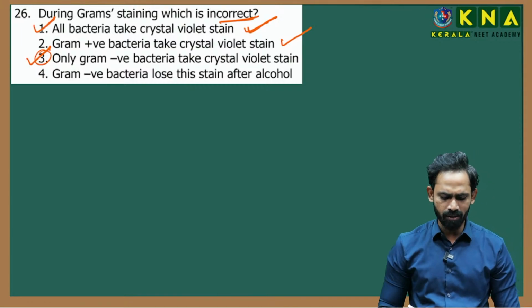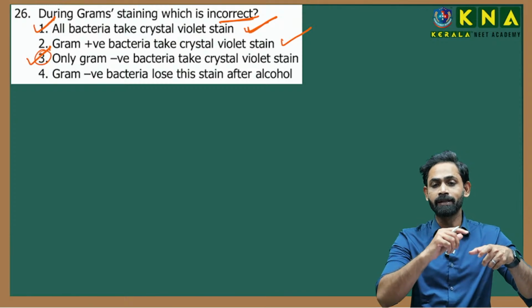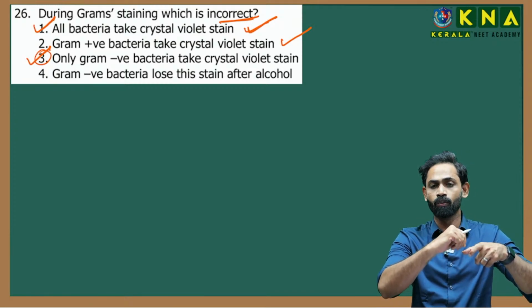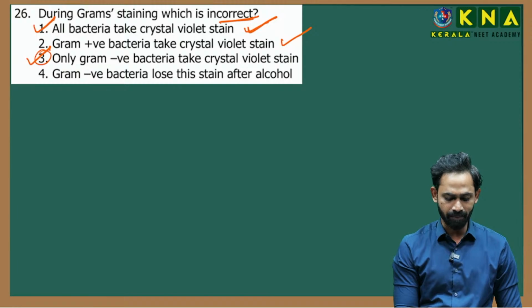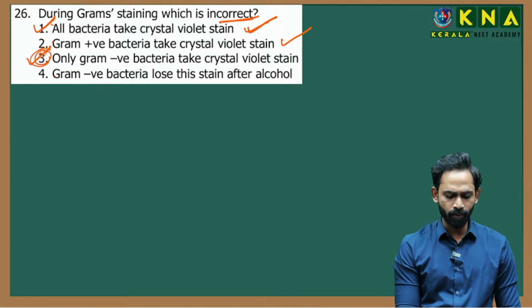Gram negative bacteria lose their stain during the alcohol treatment, when we wash with alcohol. That is why this is also correct. So 1, 2, 4 are correct, and the incorrect one is option 3.